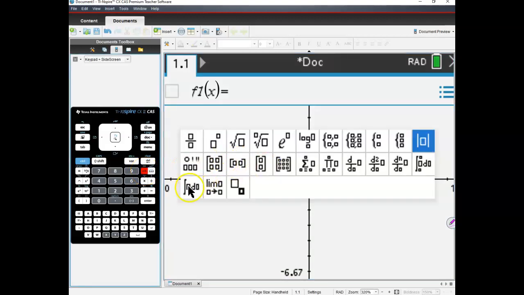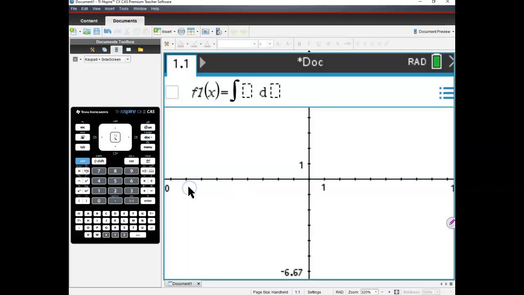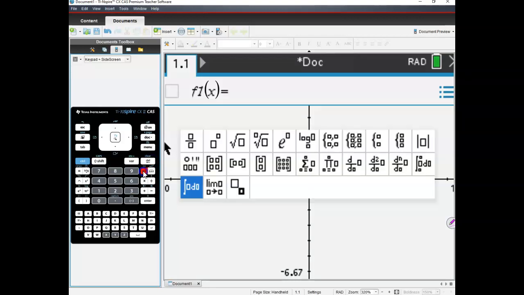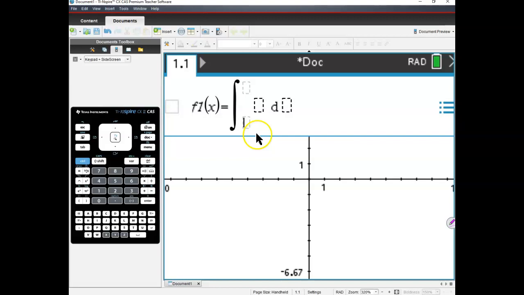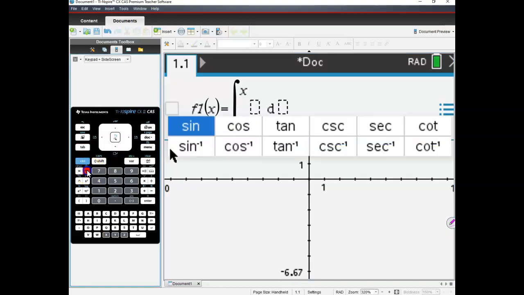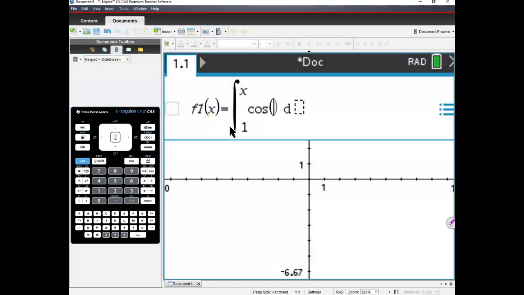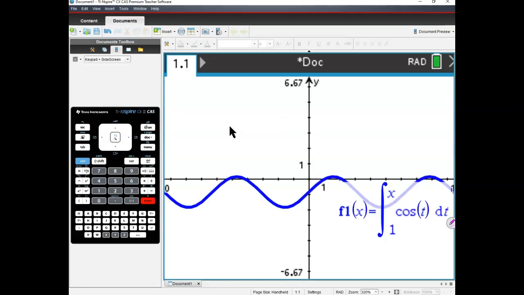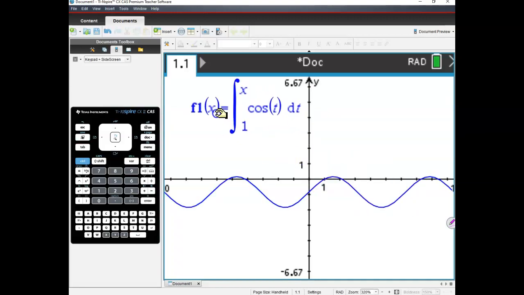So I'm going to grab my template, and I'm going to graph my integral. Ooh, didn't want that one. I'm going to graph my template. I wanted this guy, and we're going from, where were we going? We're going from 1 to x of my cosine, right? Cosine t dt, and we're going to graph that, and there is the graph of it.